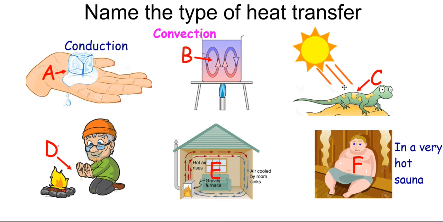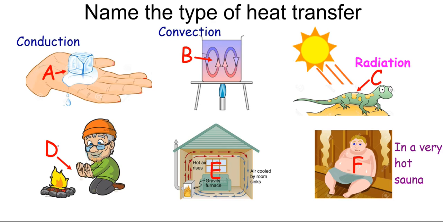Now I want to see right here, the sun's rays are coming down and hitting the back of this lizard. I want to know what kind of heat transfer is occurring right there. And I hope you'll agree that that is radiation, because the EM waves from the sun, light basically, are causing this lizard to warm up. That's radiation from the EM wave.